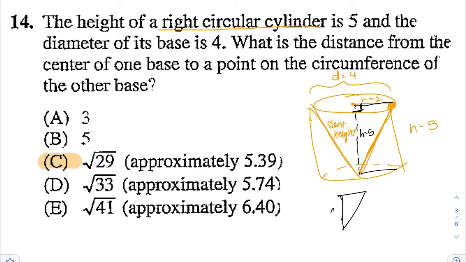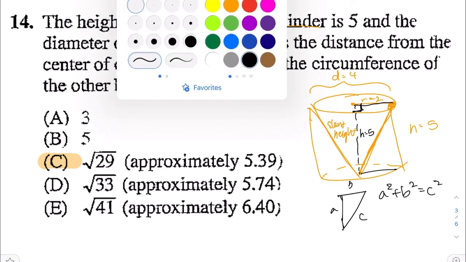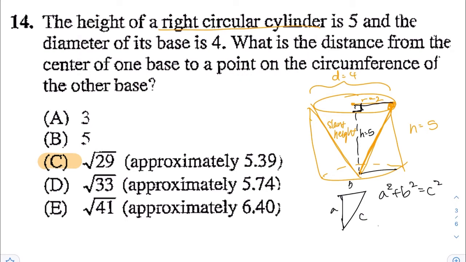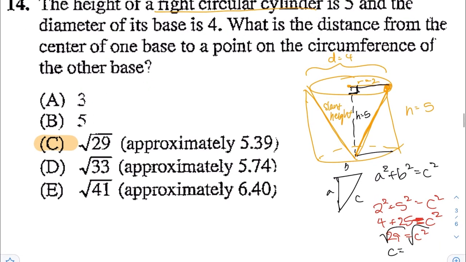And remember Pythagorean, if you have a, b, and c, a squared plus b squared is equal to c squared. So therefore, when you substitute in, you'll get 2 squared plus 5 squared is equal to c squared. And 2 squared is equal to 4. 5 squared is 25. And that's equal to c squared. And then that's 29 is equal to c squared. When you do the square root, which is the inverse operation, c is going to be equal to the square root of 29, which is choice C.